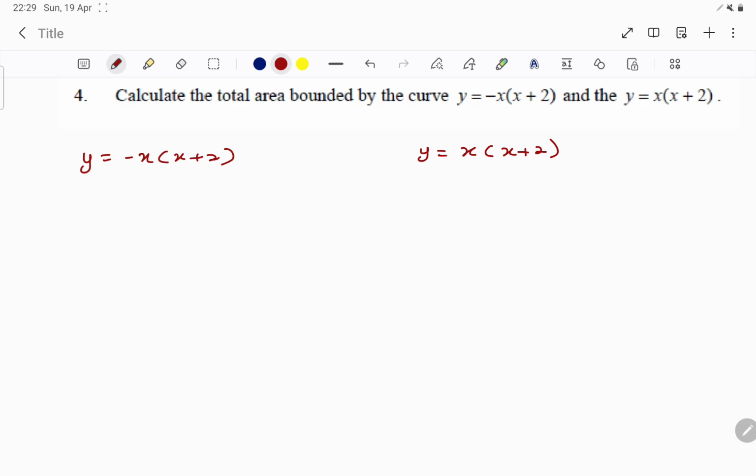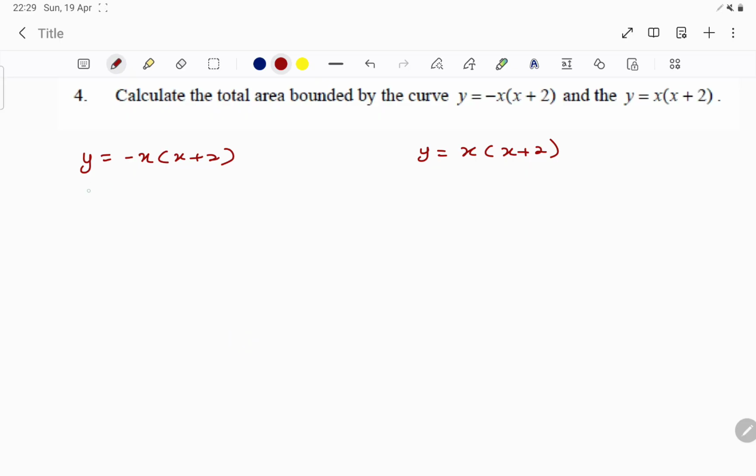When you want to find the total area bounded by the curves, remember to draw. You have to draw both graphs, and to do that you first have to know what type of graph each is. To know the type of graph of the function, you have to see the highest degree of the polynomial, the highest degree of x.